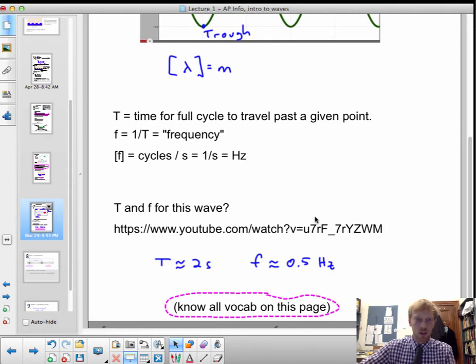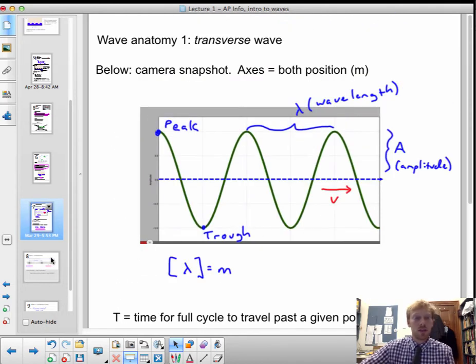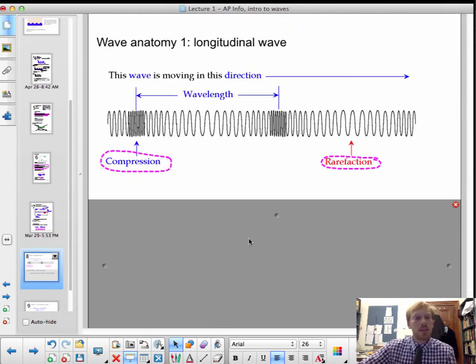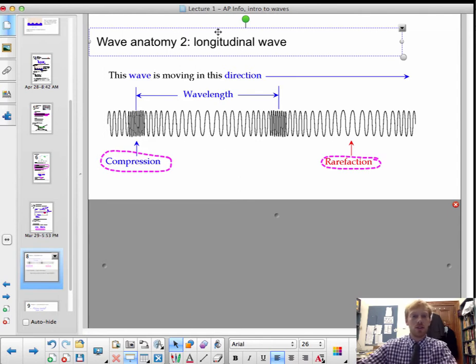You're responsible for knowing all the words that were introduced on this page. This page contains only, I believe, a couple of new words. This is about the anatomy of a longitudinal wave. I'll do wave anatomy 2 there.